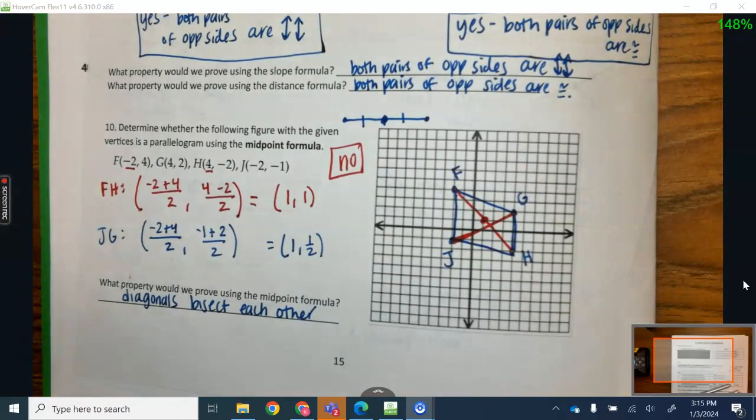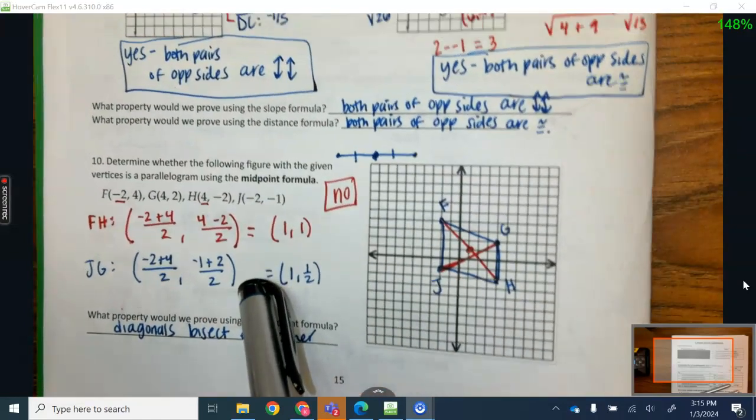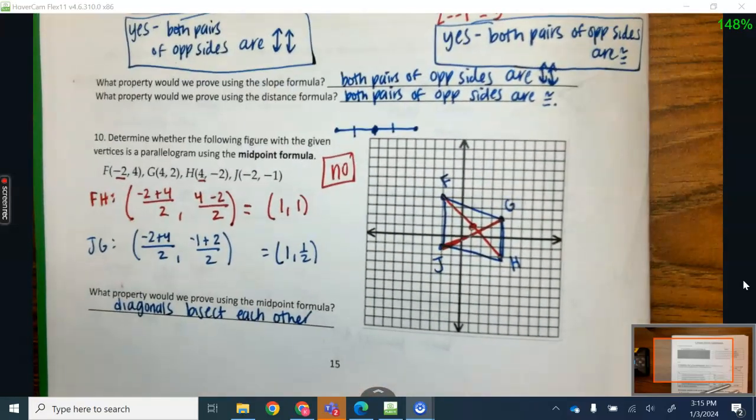All right, but you need to know why you would use the slope, distance, or midpoint formula to prove which property. Okay, that is important.